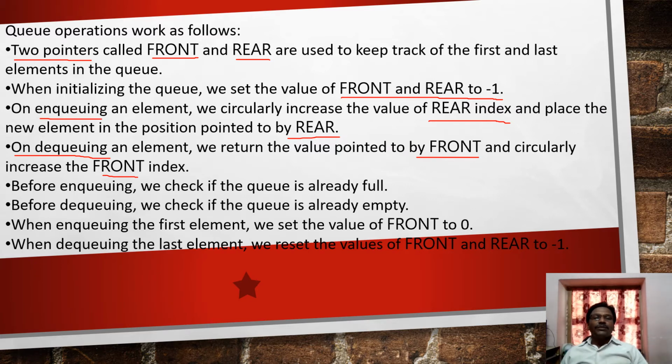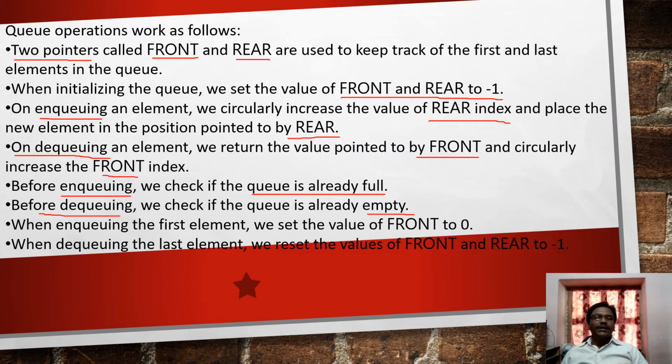Before enqueue, we check whether the queue is already full. Because if the queue is full, we cannot insert the element. That's why before inserting, first you check whether the queue is full or not. Before dequeuing, we check whether the queue is empty or not. It means if the queue is empty, there are no elements in the queue, and we cannot delete any element. That's why before dequeuing, first check whether the queue is empty or not. Then you can try to delete.